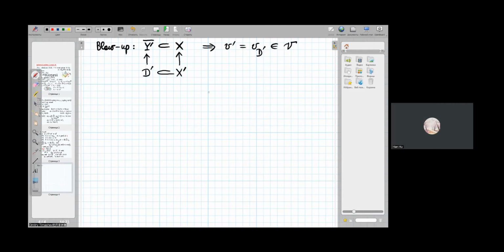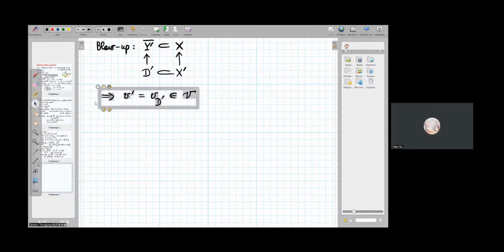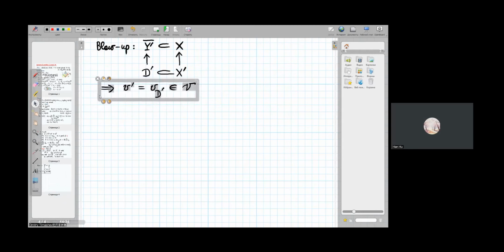And clearly, D prime is a prime divisor. I always denote divisors by big D or big D prime. This is my standard notation. I don't write it explicitly each time, but this is always my convention. So let me put it here.